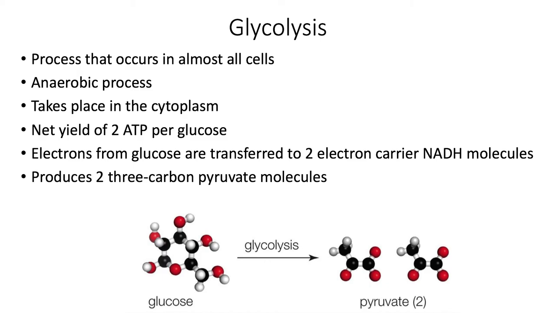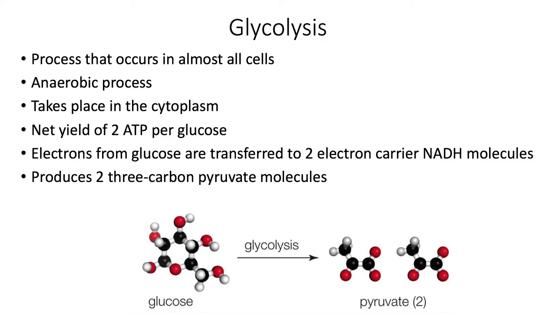It's an anaerobic process, so it doesn't require oxygen. Oxygen is going to be required later on in cellular respiration. It takes place in the cytoplasm, and there's a net yield of 2 ATP per glucose. And we'll look at why that's called a net yield later on.